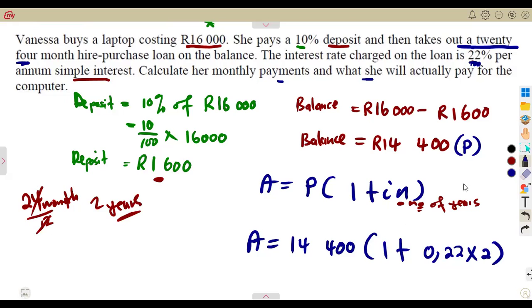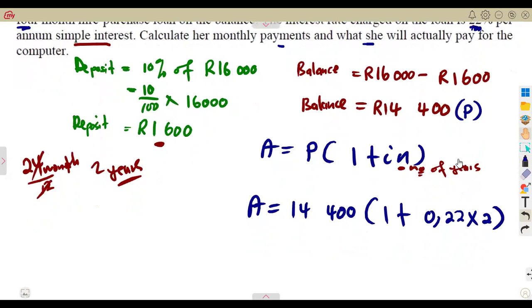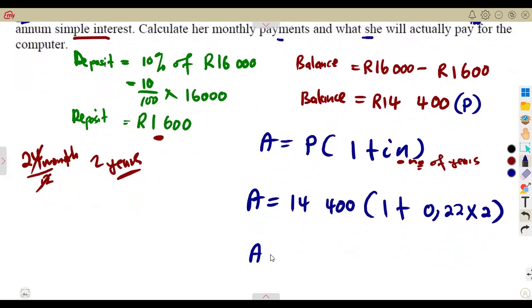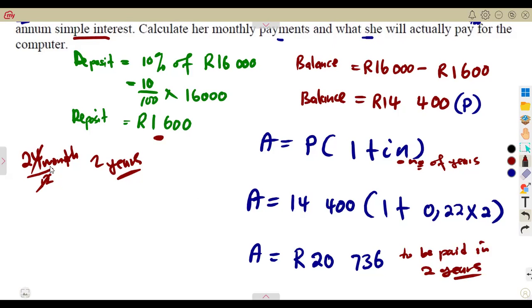All right, guys, I talked about how to use your calculator. Just simplify, direct on your calculator. This was going to give us the accumulated amount, which was going to be 20,736, which is the amount that is supposed to be paid in 2 years. This is what is supposed to be paid in what? In 2 years. In 24 months, she's supposed to pay this amount, not 14,400.